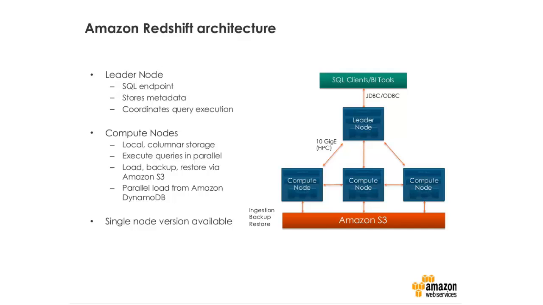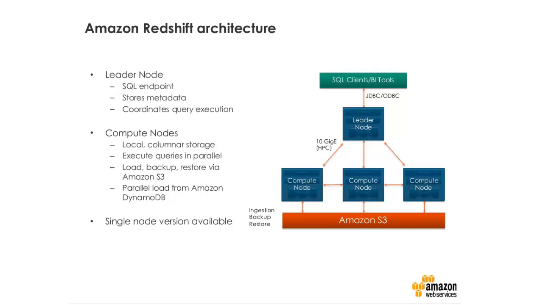That's a 10 GigE non-blocking, fully bidirectional interconnect, so a very high performance interconnect between those systems. The nodes themselves are connected to Amazon S3, which is our block storage designed for 11 nines of durability. There you can load data in parallel with a single SQL statement. We also automatically back up everything in the cluster to S3.